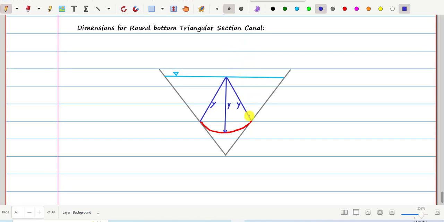And one more thing. From the end of the circular point to here, this angle is going to be 90 degrees. It is perpendicular. These two lines are going to be perpendicular. Okay, it should be perpendicular to get the maximum results. Means that if this angle is 90, it is known to be most economical.